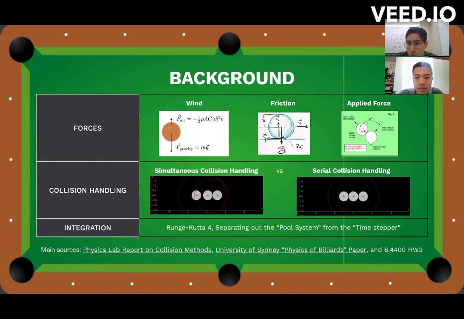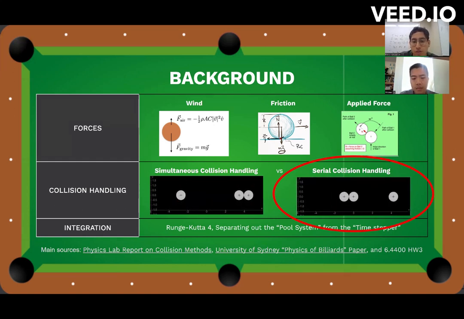The other one was serial collision handling, where on a collision, the ball's position gets updated right in that moment, so in the next collisions, the new positions are taken into account. If you've ever played pool before, this is more of what's likely to happen when you see a ball strike two balls that are next to each other, the first one and then the second. As far as integration, we took a lot of concepts from homework 3, like separating this pool system from the time stepper and integration methods.